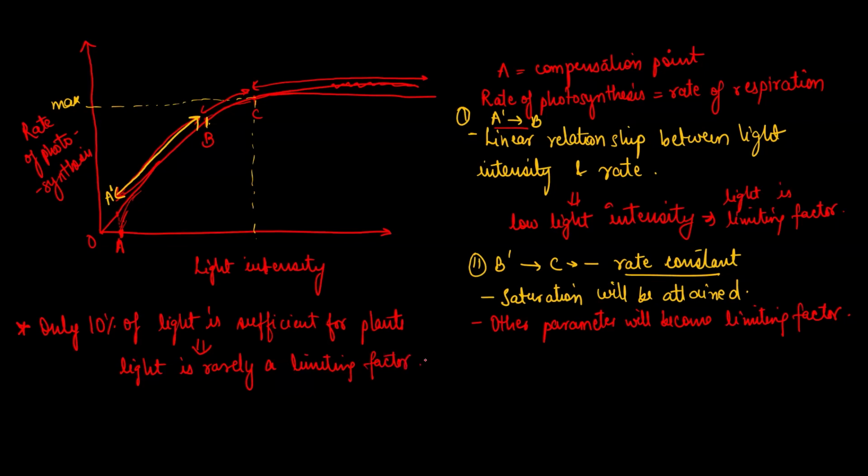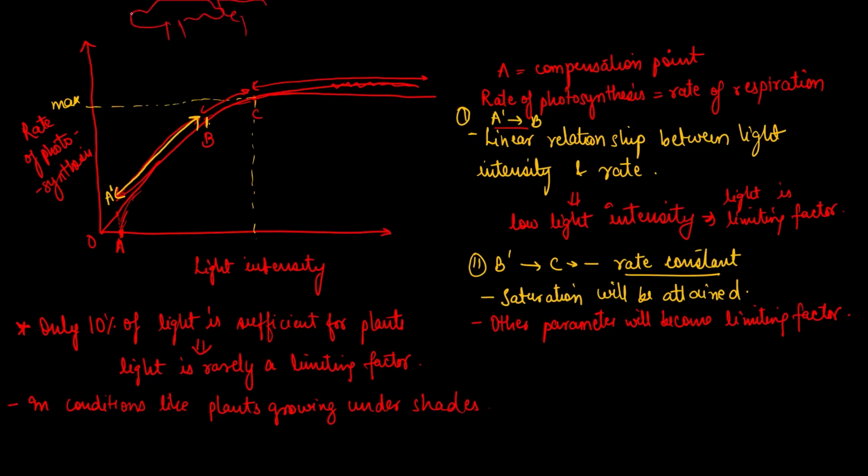So out of the four factors that we studied, light is rarely a limiting factor. But in certain situations, light can act as a limiting factor. For example, in conditions like plants growing under a canopy or shady region. Say you have a garden with a large number of trees. If a plant is growing below them, it will not receive light, right? So for these plants, light will be a limiting factor. So in conditions like plants growing under shades, light can be a limiting factor.